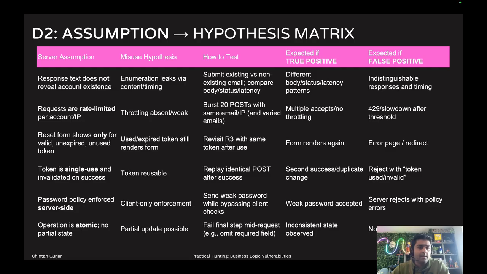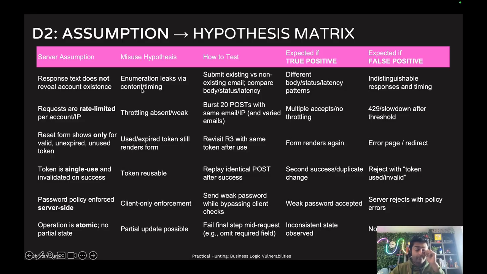Okay, so for example, let's say the response text does not reveal the account existence. So the misuse hypothesis would be enumeration leaks via content or timing. That means if you give an email ID and click on the submit button, it tells you that we have sent the password reset link to XYZ email ID, or it tells you that we cannot send the link to this email ID because the account does not exist with us.